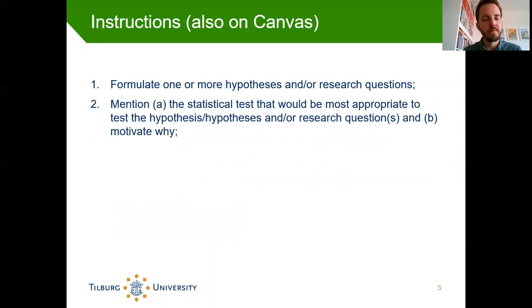That's the first step. Then what you will do is mention a statistical test. So one of the tests that we have been discussing in this course, and you'll discuss which test you would use. So for instance, multiple regression analysis or factorial ANOVA. And then you will also explain why that test would be most appropriate for this research question or for those hypotheses.